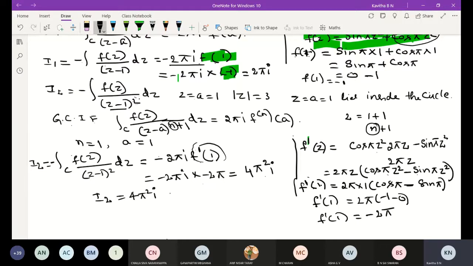Understood? Any doubt? Write down. This is very important for the 7 marks question. Don't neglect it. Then similarly find out I3.